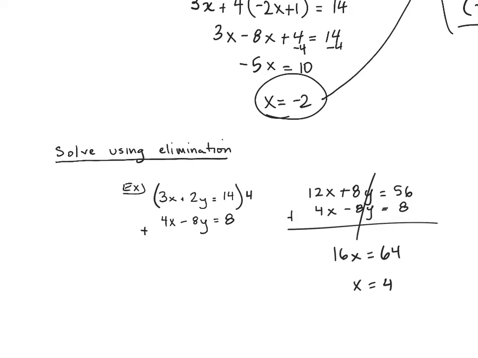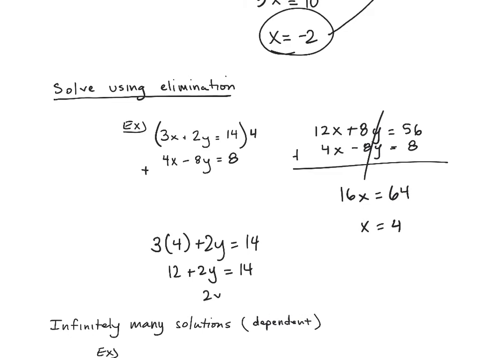Now what we need to do is solve for y. So we choose any one of the original equations. I'm going to choose this top equation. That top equation is 3 times x, which we now know is 4. So 3 times 4 plus 2 times y equals 14. And then 3 times 4 is 12, so 12 plus 2y equals 14. Subtract 12 and we have 2y equals 2. Divide by 2 and we get y equals 1. So then our solution would be the ordered pair (4, 1).